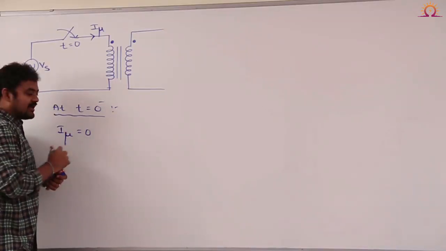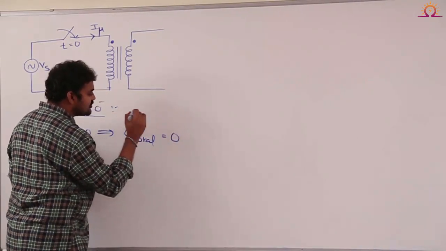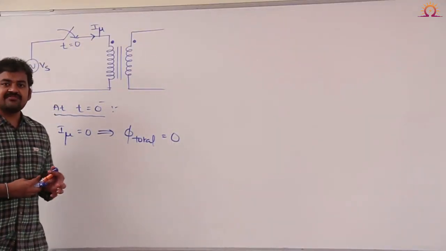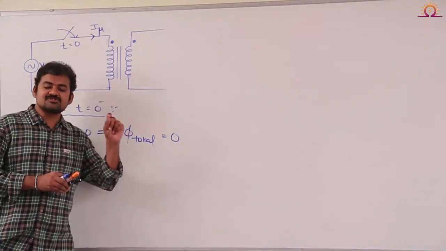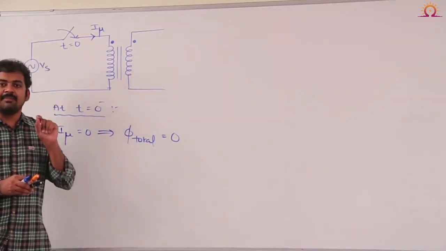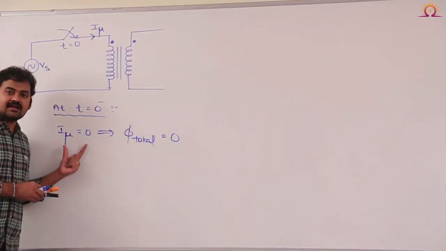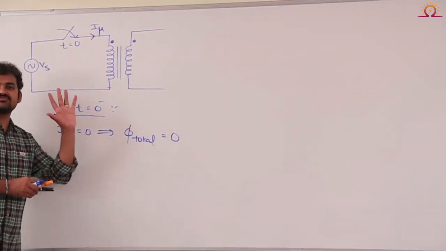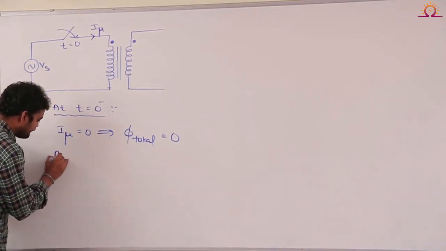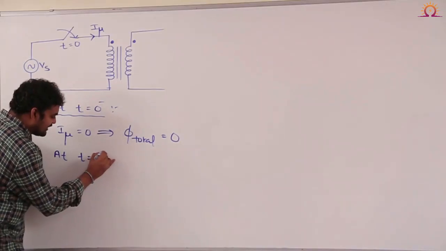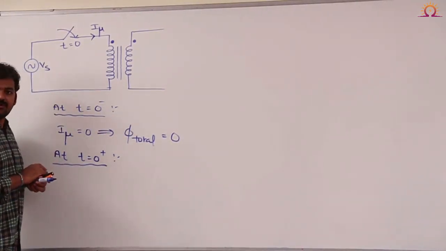If magnetizing current is equal to 0, then what is the total flux inside the transformer core is also equal to 0. Suppose if it is a practical ferromagnetic core, the flux will not be equal to 0. Some small residual flux will be available, but I am neglecting that residual flux right now. Therefore, when a magnetizing current is 0, the total flux in the transformer core is also equal to 0. Okay. Now tell me, at t is equal to 0 plus, t is equal to 0 plus means immediately after closing the switch. Am I right?